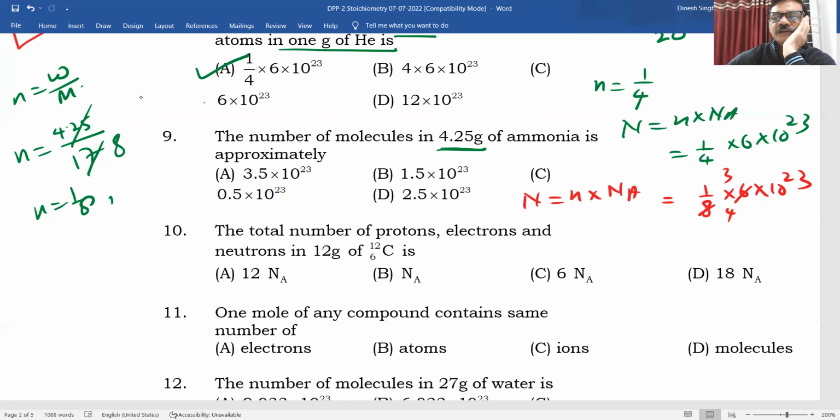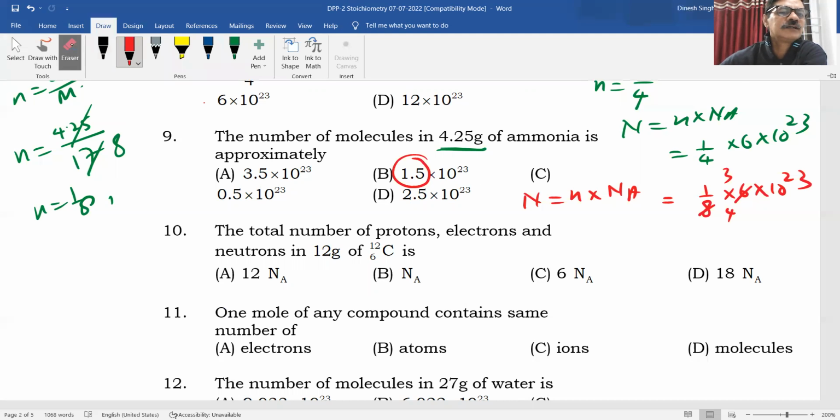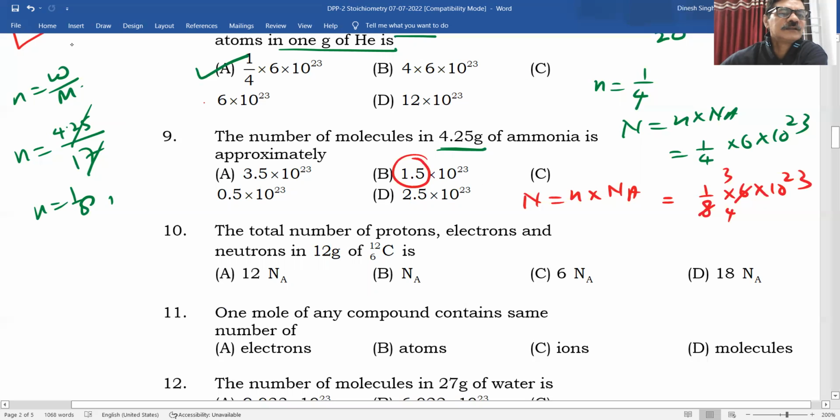Okay, so this should be what? Here, basically, some mistake is there. Sorry, this we did incorrectly here. This is 4 basically. This is 4.